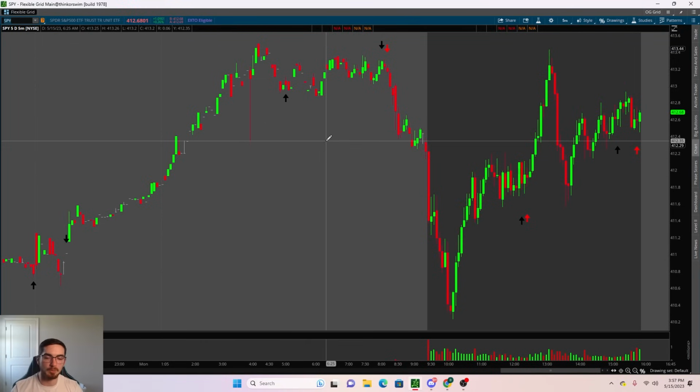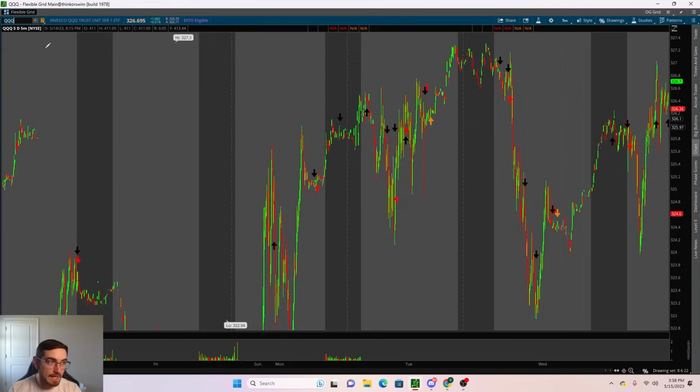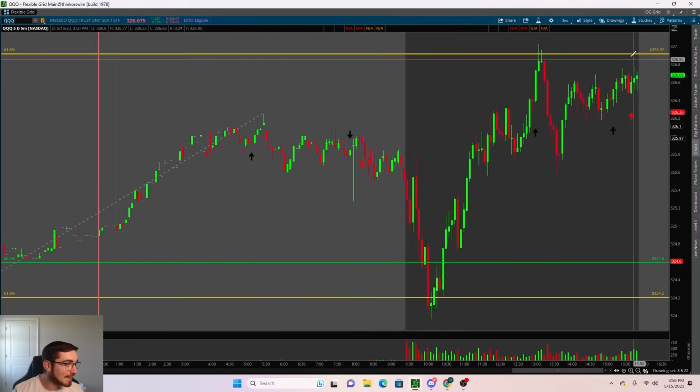If you want to learn how to use Bookmap, I got videos on that. Make sure you guys watch that, but always confirm it with the price action. So if we head on over to QQQ today, again, that 327 is a huge area that we need to pay attention to on QQQ.